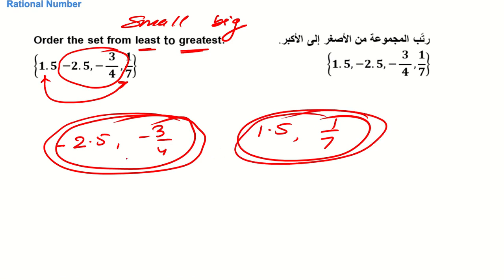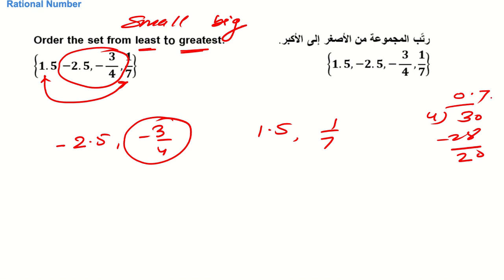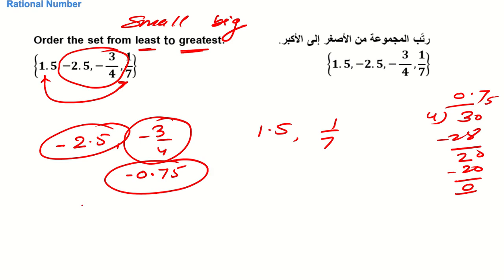So let's talk about these numbers now. Minus 2.5 is okay, no problem. Here it is in fraction, so you can divide it. So 3 divided by 4, it will be 0.7... 4 7s are 28, minus 2, 0, 4 5s are 20. Just a long division. So its value is 0.75 with minus. So minus 2.5 and minus 0.75.